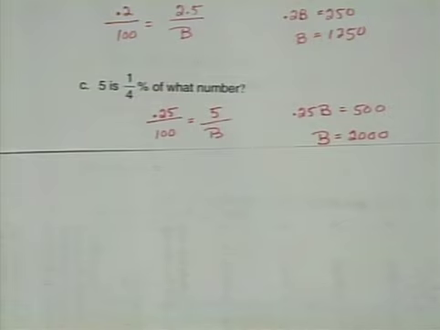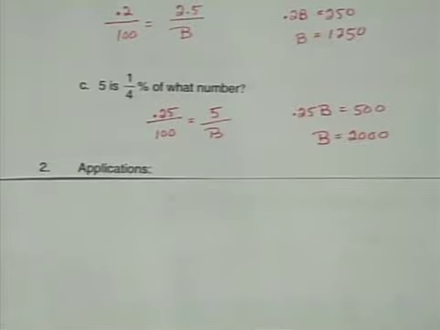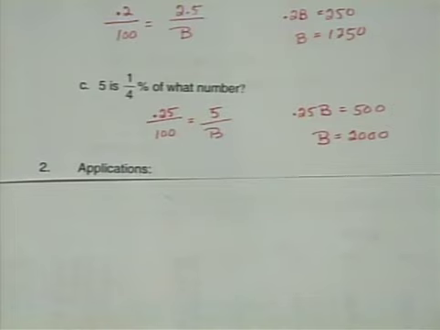We keep doing the same thing. We cross multiply. We divide by what's in front of the letter that we're looking for. We call it the unknown. We end up with 2,000. Is everyone with us, or do we have questions?